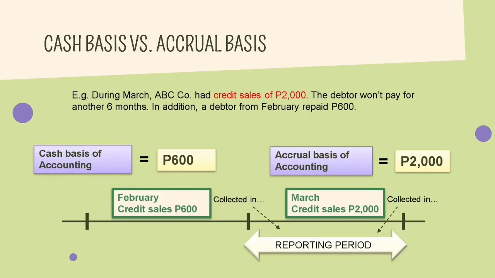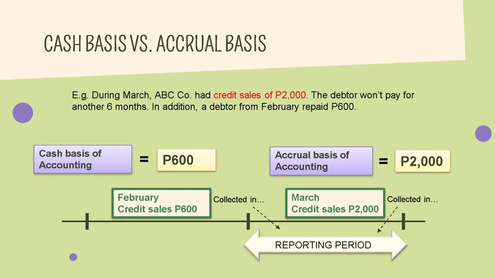So, panibagong illustration problem tayo. During March, ABC Co. had credit sales of 2,000 pesos. The debtor won't pay for another 6 months. In addition, a debtor from February repaid 600 pesos. Dito naman, may sales ang company, kaso utang noong March. March is the reporting period on cash basis of accounting.